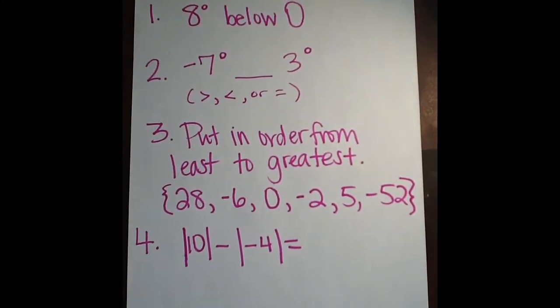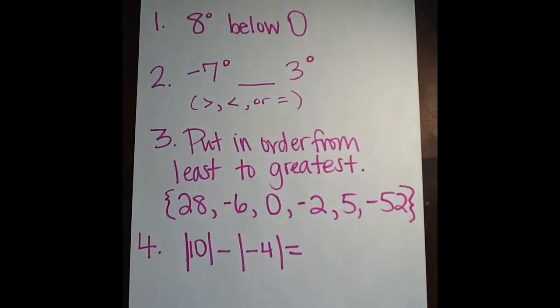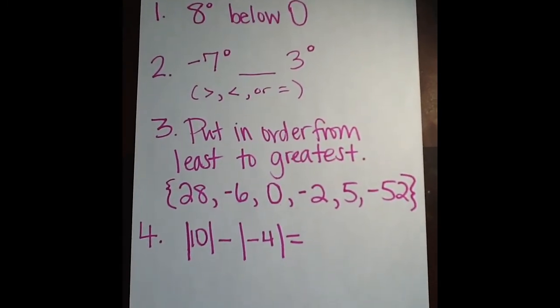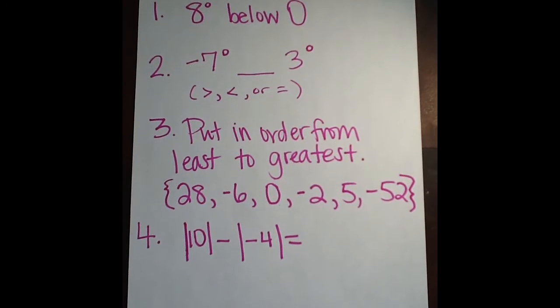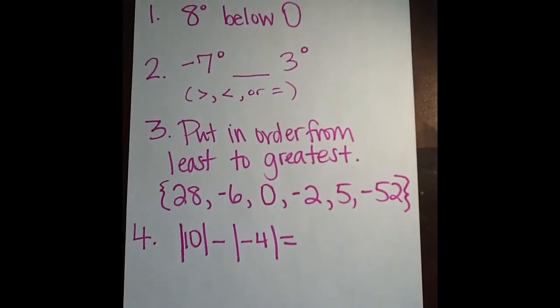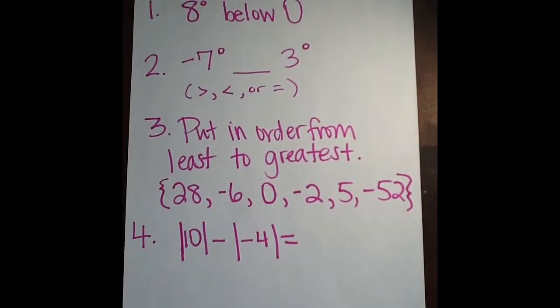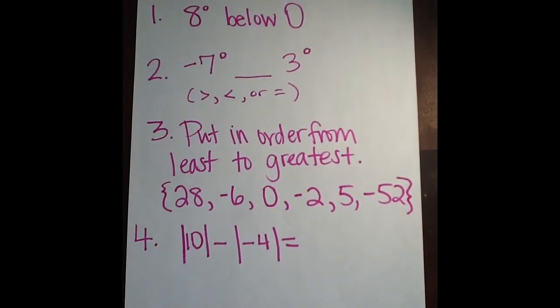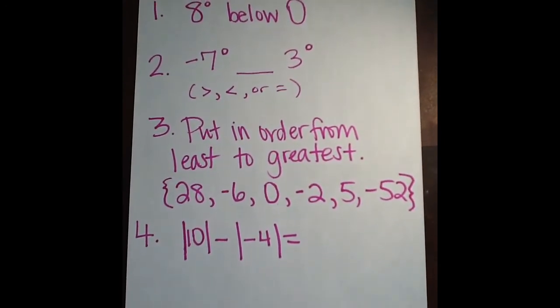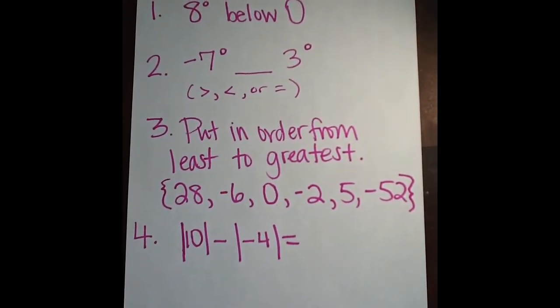Alright, you have 4 problems to do. Let's go ahead and look over them real quick. Number 1, it says 8 degrees below 0. So just like I did in the first few examples, you need to go ahead and write that as an integer. Is it a positive integer? Is it a negative integer? And what number is it?